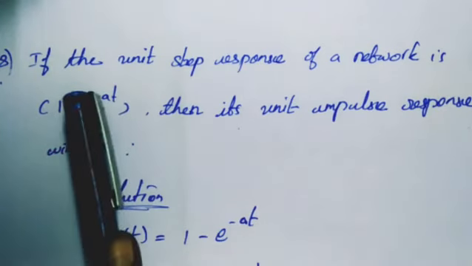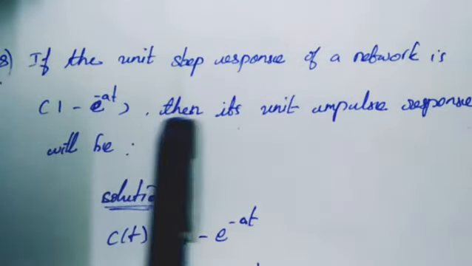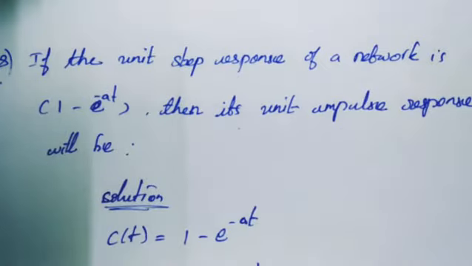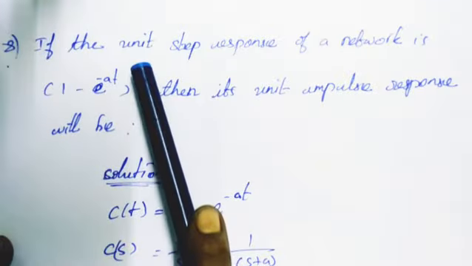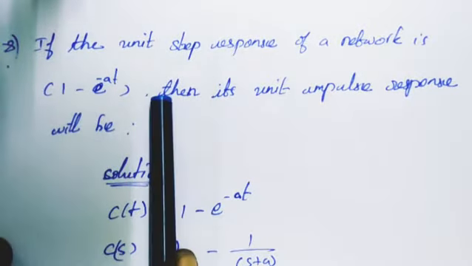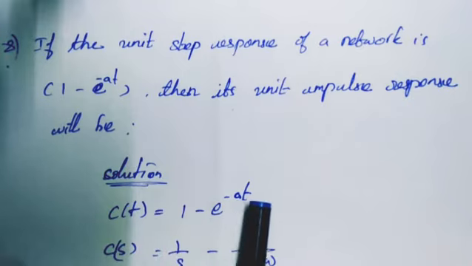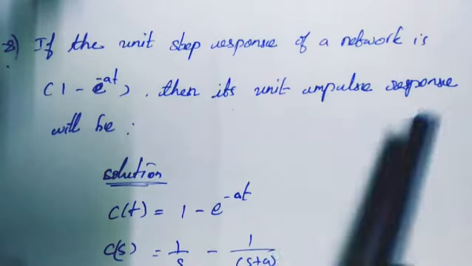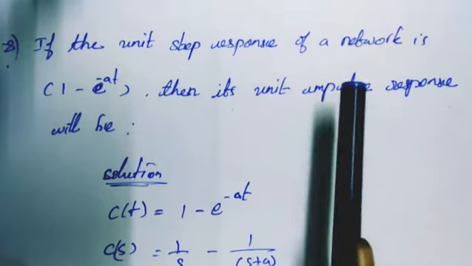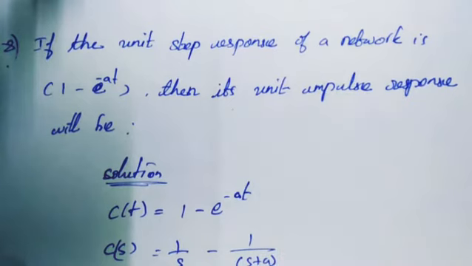Eighth question. If the unit step response of a network is 1 minus e to the power minus at, then its unit impulse response will be... So the response of a system for a unit step input signal has been given here. So this is our output C of t. Response is nothing but our output. So we can write C of t is equal to 1 minus e raised to the power minus at. We have to find the unit impulse response. That is, when the unit impulse signal is given as input, what will be the response of the same system? That's what we are going to find.